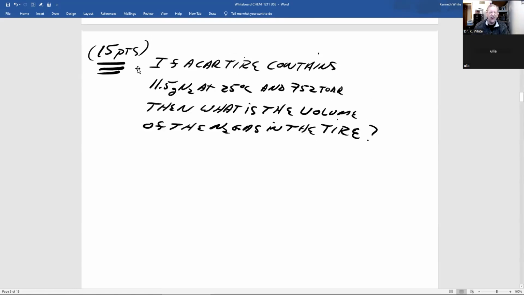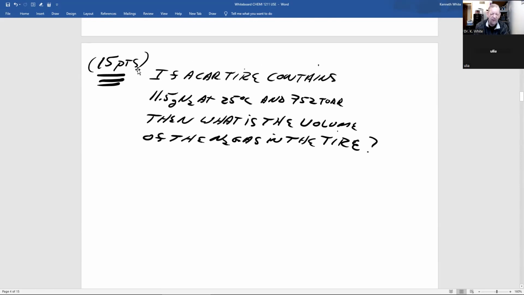So if a car tire contains 11.5 grams of nitrogen gas, and I could have written here gas, at 25 degrees C, 752 torr, then what is the volume of the gas in the car tire? All right, why don't you try and figure out what are you trying to find and what are you given? Your turn.